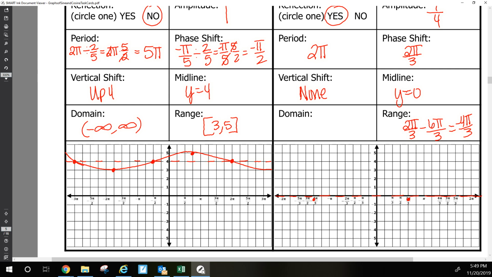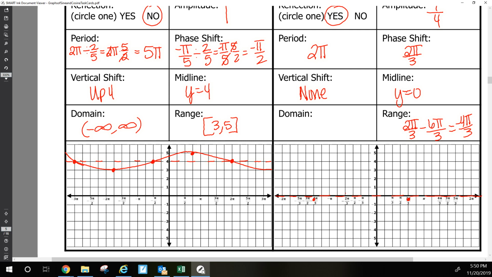Now halfway between here and here, I need to be up at positive 1/4, my maximum point above the midline. So what is halfway between negative 4 pi over 3 and 2 pi over 3? If I added 2 pi over 3 to it, add another 2 pi over 3, add another 2 pi over 3. So my halfway point is going to be at negative 2 pi over 3. That's where I'm going to be at positive 1/4. Halfway between those two is where we'll be at our midline.